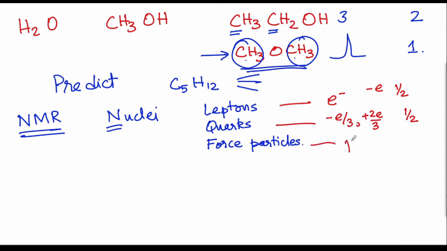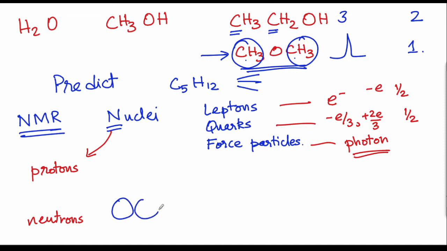And the most common force particle that we are familiar with is the photon. The light that I referred to in spectroscopy can be thought about as a flurry of photons that help you excite molecules from one energy level to another energy level. Nuclei are composed of protons and neutrons. Neutrons are composed of 3 quarks, 2 with a charge -e/3 and 1 with a charge +2e/3.